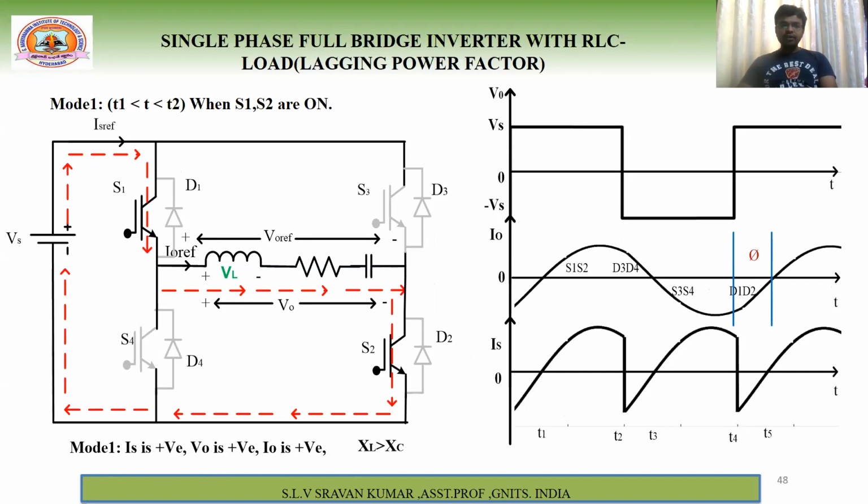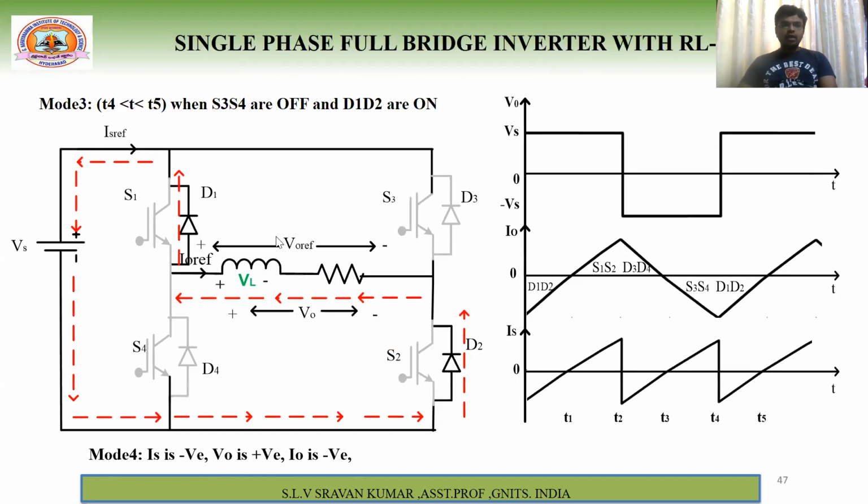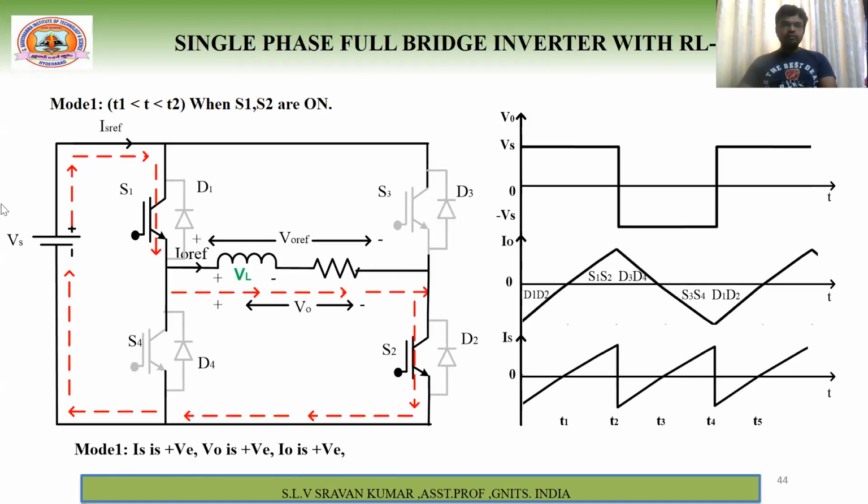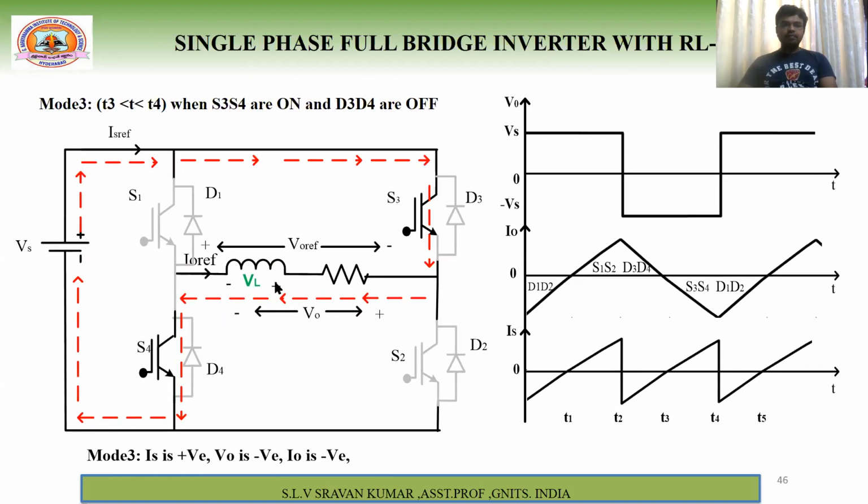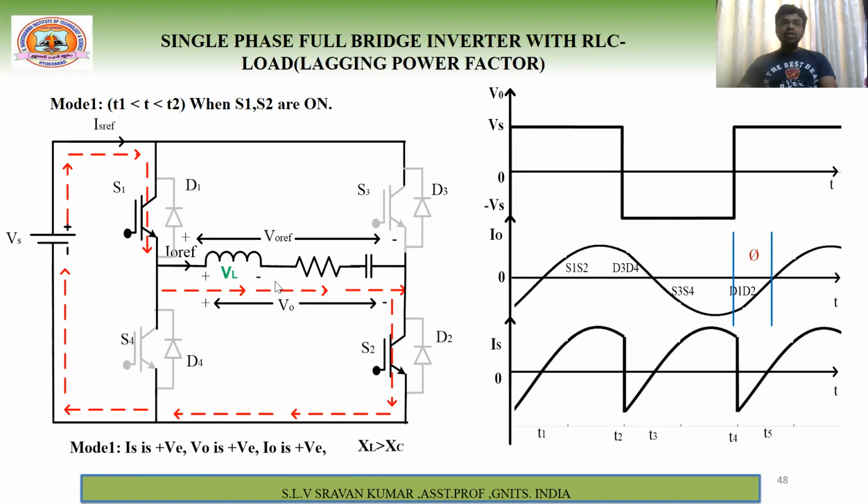Therefore, the circuit operation is similar to that of your RL load, no change. Whatever the first mode of operation was there, the same first mode of operation will be presented. Everything will remain the same. But what is the difference? It is the shape of the current waveform.